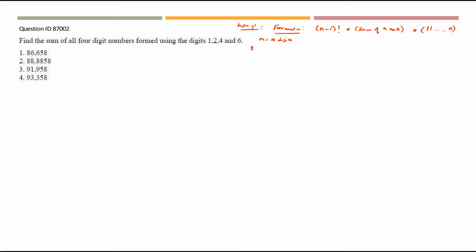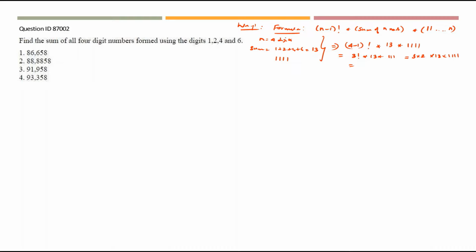The sum of all digits will be 1 plus 2 plus 4 plus 6, which is equal to 10 plus 3 will be 13. So the sum of the digits will be 13, and if you have 4 digits, it means you have to use 4 number of ones here. So now taking this to the formula, I have 4 minus 1 factorial into sum of numbers will be 13 into 1 1 1 1. This will give me 3 factorial into 13 into 1 1 1 1, and 3 factorial will actually expand to 3 into 2 into 1 into 13 into 4 ones.